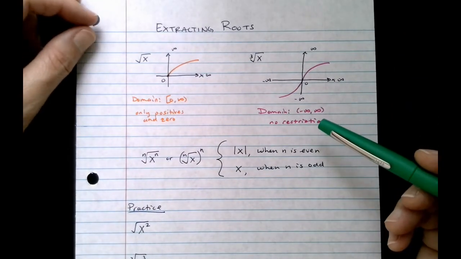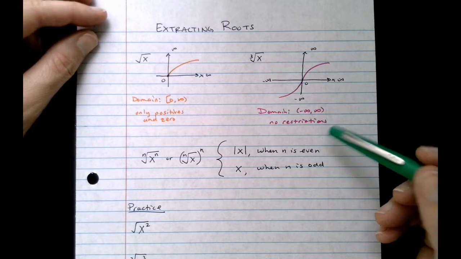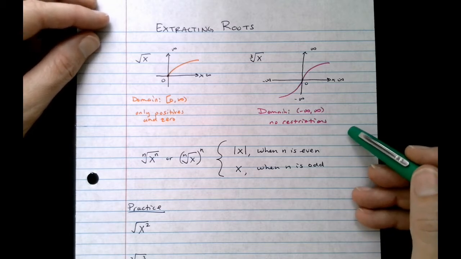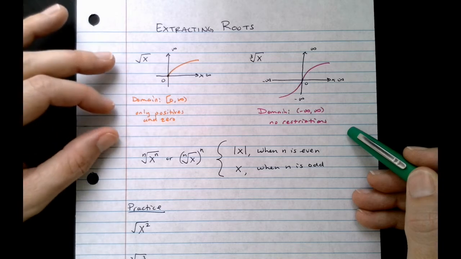Rewriting radicals is one aspect of dealing with radical expressions. Another one is called extracting roots. Extracting a root means simplifying out a radical. Now let's do a very quick review.